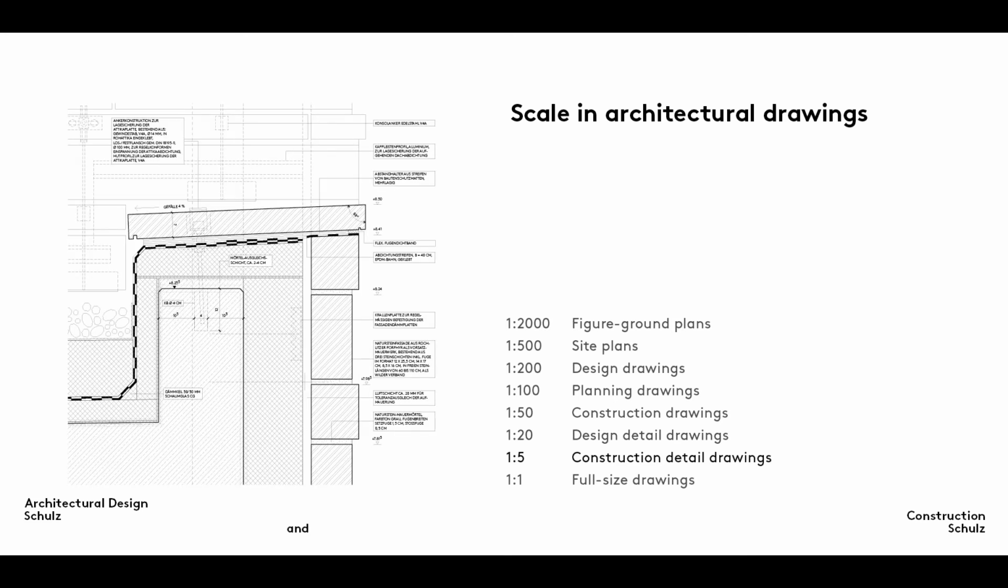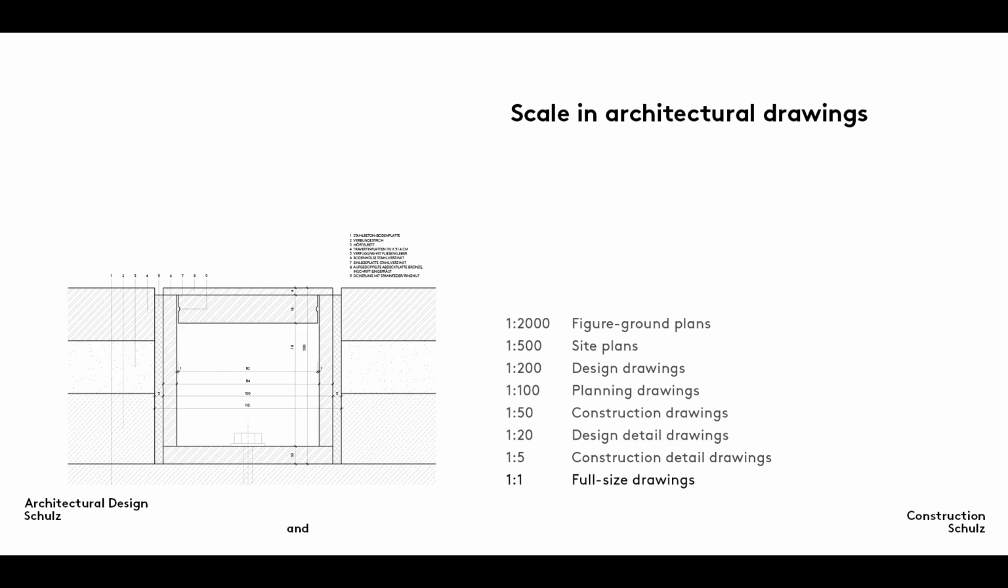Construction detail drawings are produced on a scale of 1 to 5 to illustrate how individual components are to be assembled to build a structure. Full-size drawings are produced on a scale of 1 to 1 with no reduction and show the built reality. They are used to illustrate complex construction details.